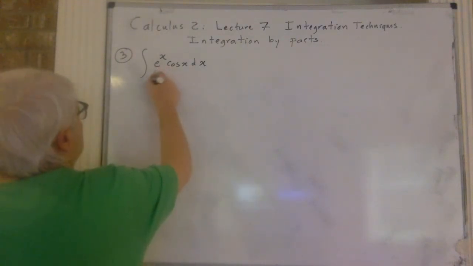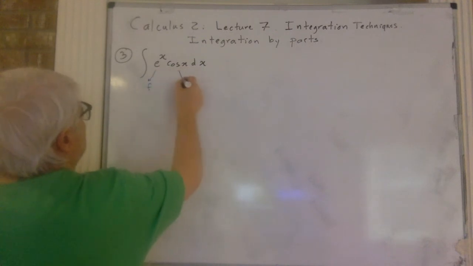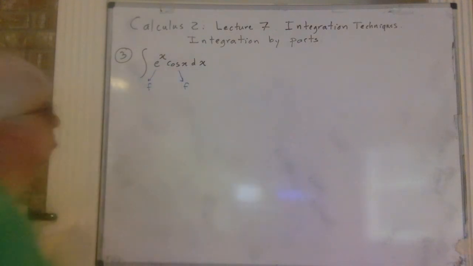Now, is it this one or this one? Well, the derivative of e to the power x is e to the power x itself. The derivative of cosine is minus sine, almost the same thing. So no difference. So let's take one of them.